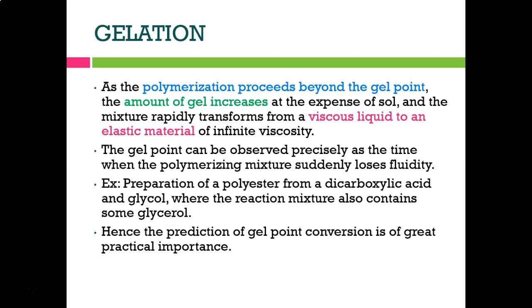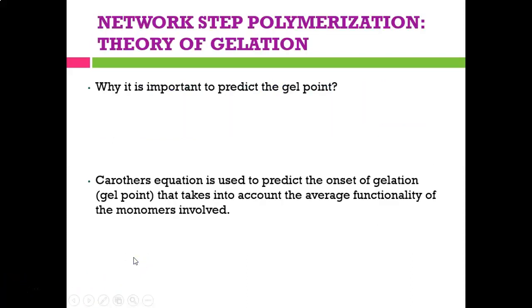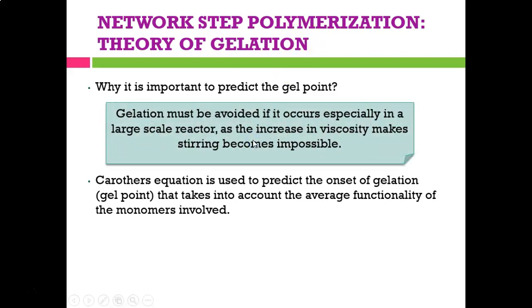If that happens, your polymer will tend to degrade, and the polymer cannot flow anymore when degradation or gelation occurs. That is why it is important to predict the gel point. Gel point means that the polymer is about to become hardened. So we need to predict the gel point because we need to avoid the gelation, especially in a large scale reactor that involves the making of polymer.